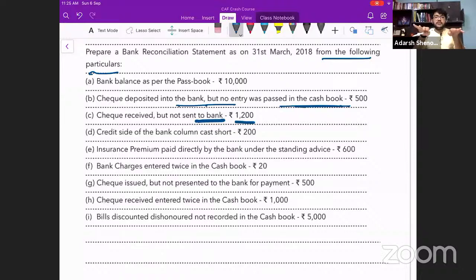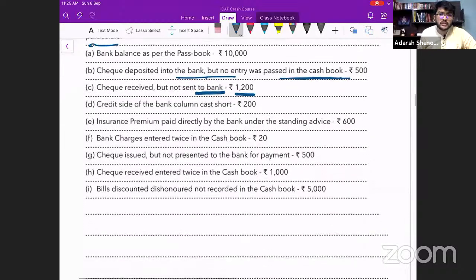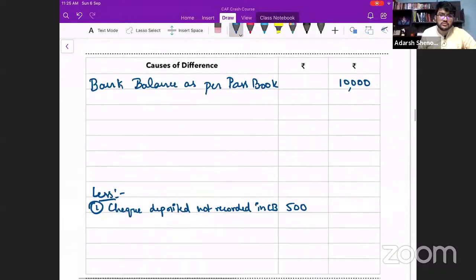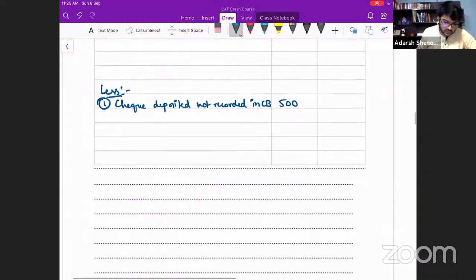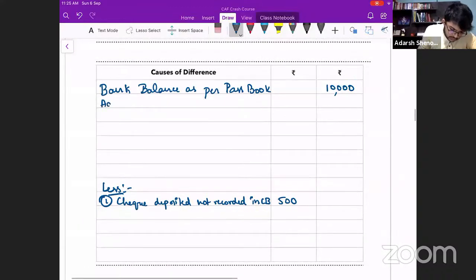Which book has moved because of this? The cash book has moved. You received a check, so upwards or downwards? Upwards. Now what should you do? You have to add. You have to reach from the passbook to the cash book. Correct? Your starting point is the passbook, so you have to reach from here to here. So what should you do? You have to add. Are you all following? Yes. So this is added.